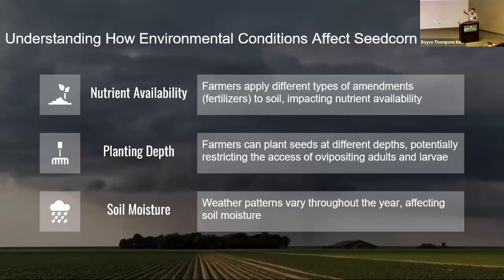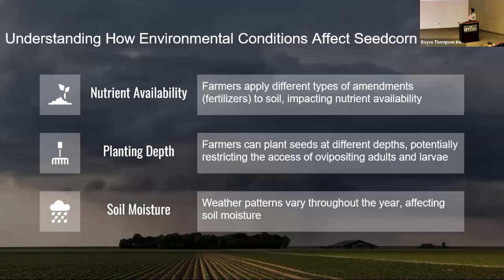So we researched 3 different factors. We looked at nutrient availability, planting depth, and soil moisture. With respect to nutrient availability, farmers can apply different types of soil amendments, which are basically, I put fertilizer in parentheses, but it's different ways of adding nutrients to the soil. So did they use organic fertilizer? Did they use inorganic fertilizer? Did they use compost? And all of that impacts nutrient availability.